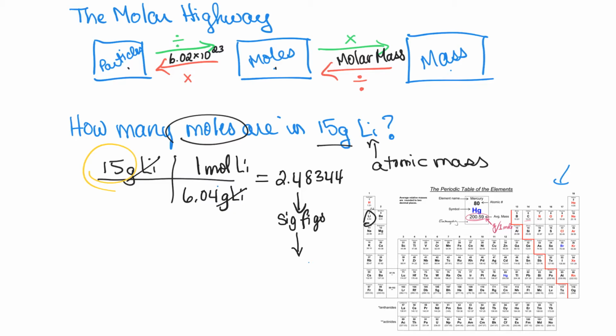We see here we started off with 15, the number 15, 2 significant digits. So I'm going to round this to 2.4. Now, does that make sense? Not quite, because as you learned in math, you have to round and look at what's the number after it. So it's going to be 2.5, not grams, but it's going to be moles of lithium. All right.